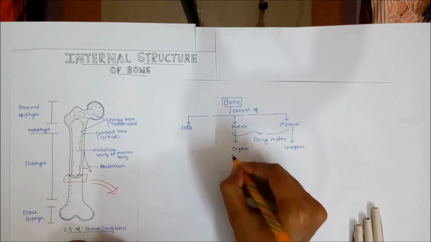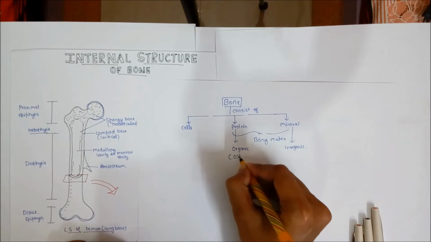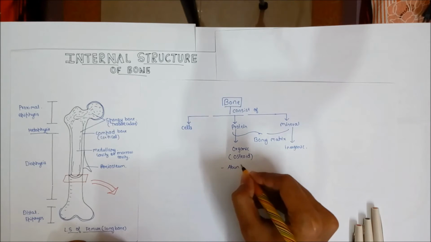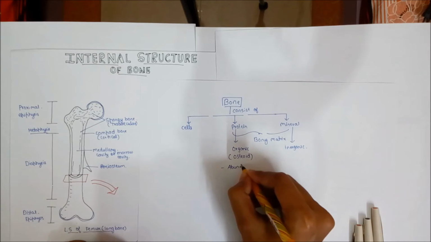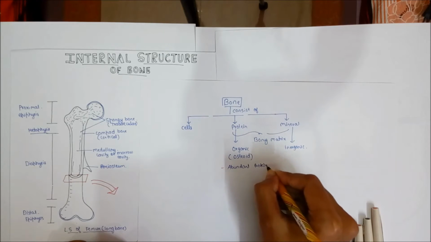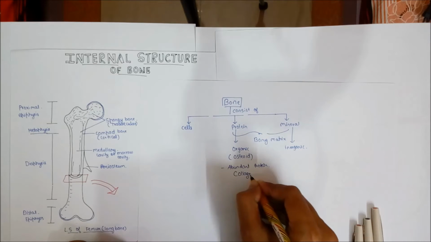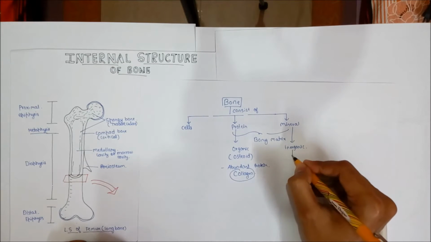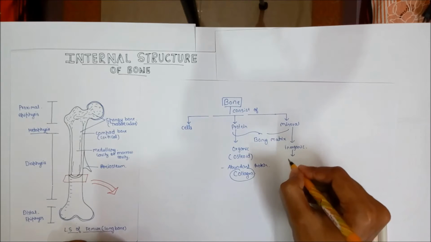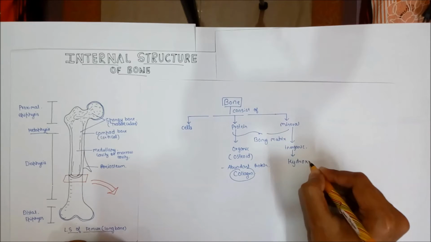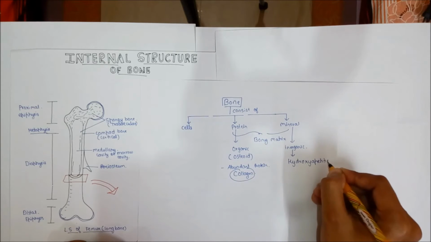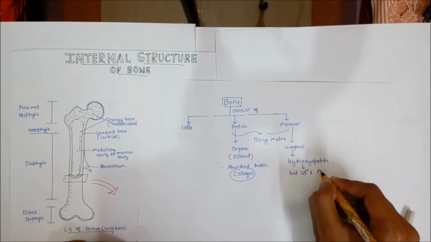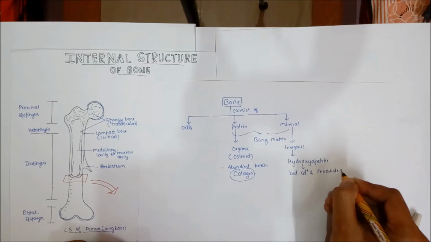Now the organic part of the bony matrix is also called osteoid, and the abundant protein in the organic part of the matrix, or the osteoid, is collagen. And in the inorganic part of the bony matrix, the abundant or dominating mineral is hydroxyapatite. It's nothing but the calcium and phosphate salt.